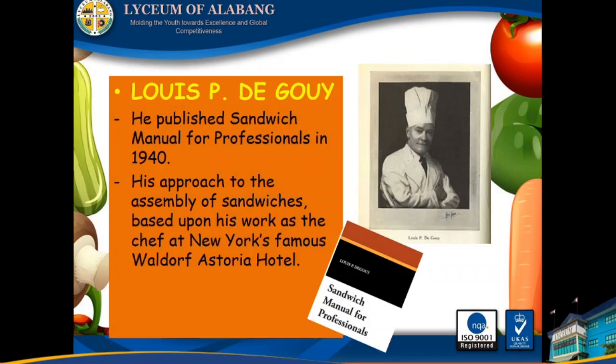In 1940, Louis P. Vigoy published his book, called Sandwich Manual for Professionals. His thorough approach to the assembly of sandwiches, based on his work as chef at New York City's famous Waldorf Astoria Hotel, included descriptions of hundreds of different sandwiches organized into specific categories. This classic work has stood the test of time. It is still a valuable resource, full of practical information and inspiration.